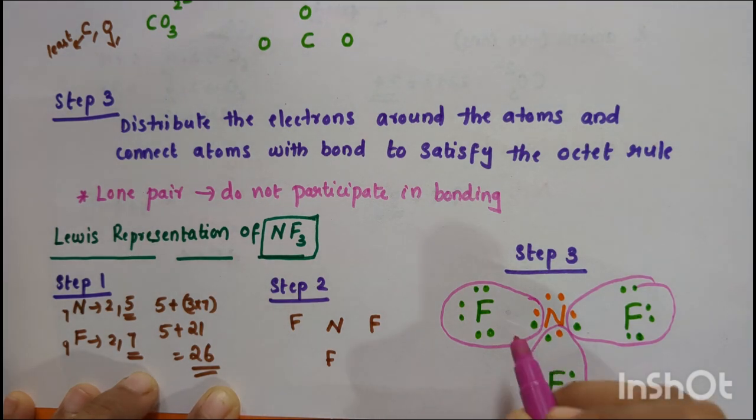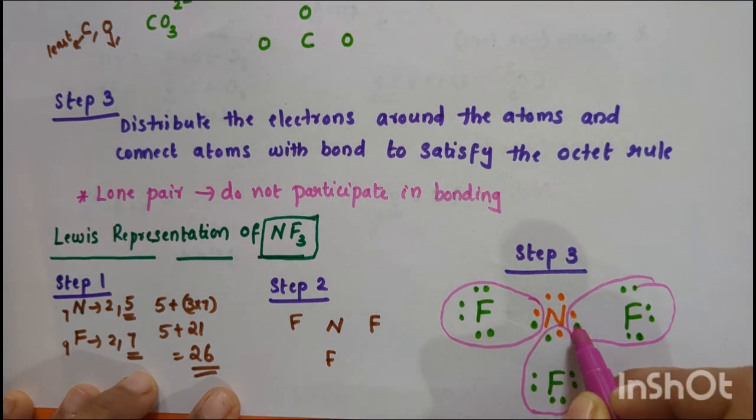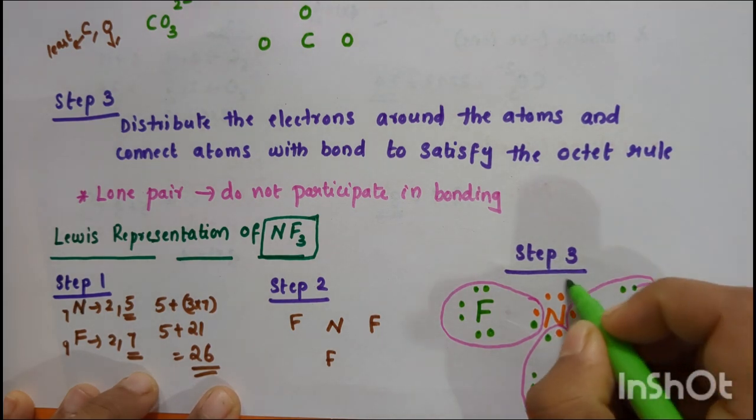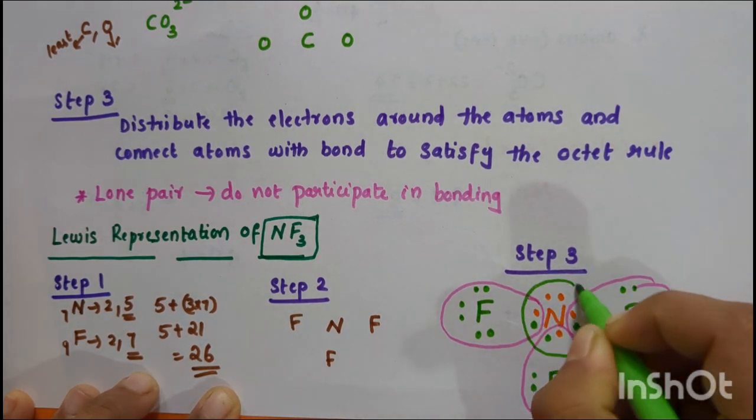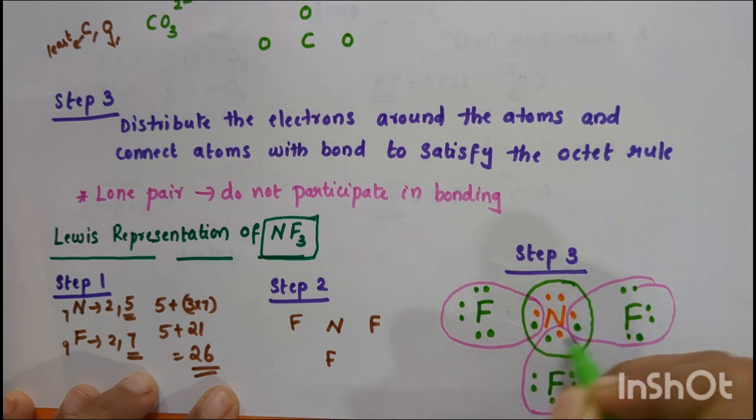So you see, there is a pair of electrons shared between nitrogen and each fluorine. And nitrogen itself now has 8 electrons around it.